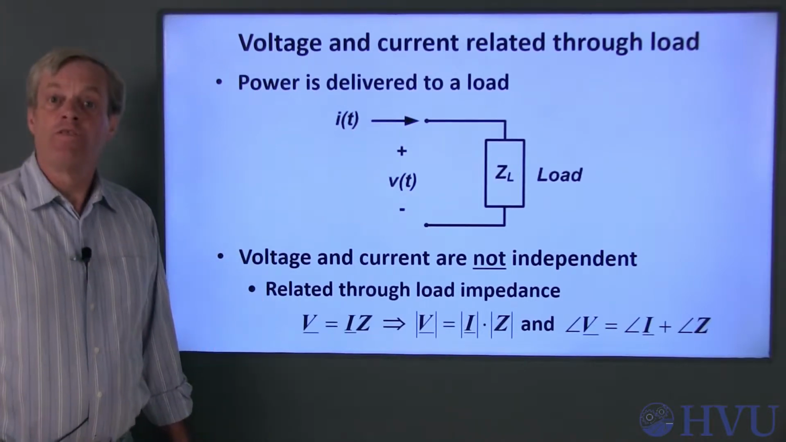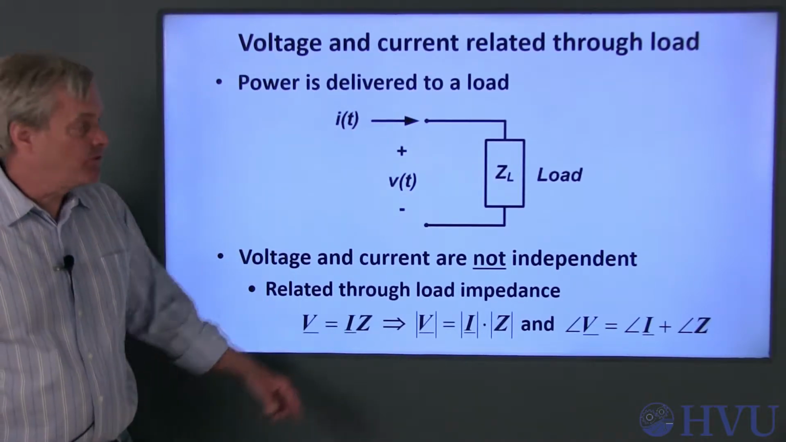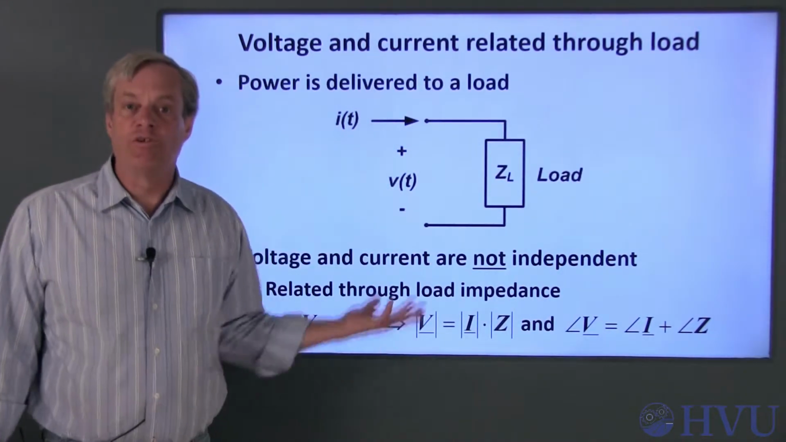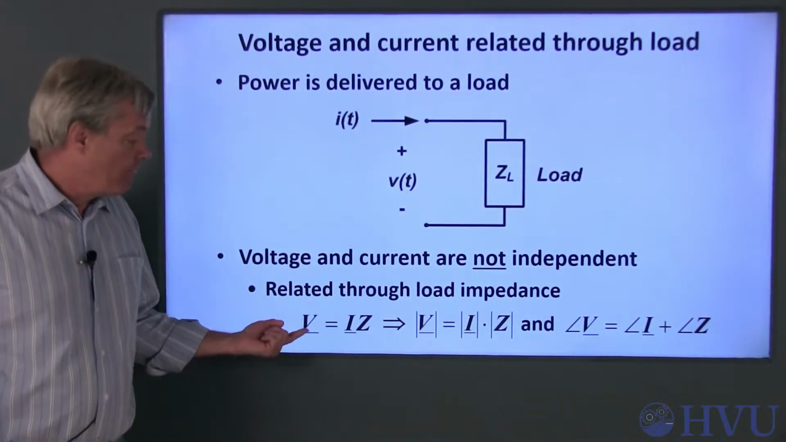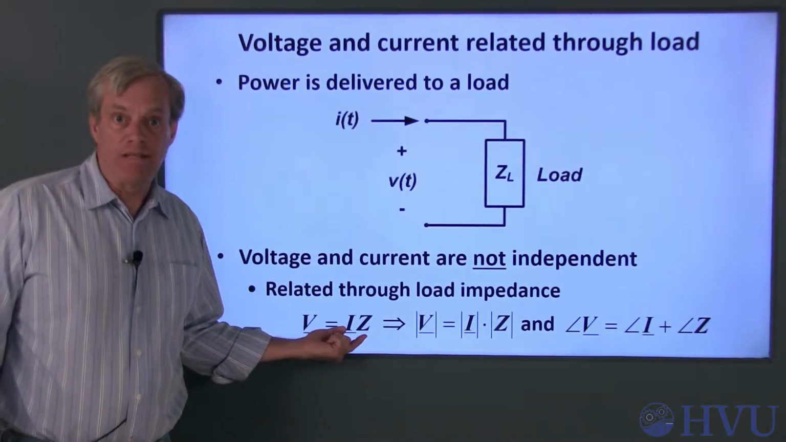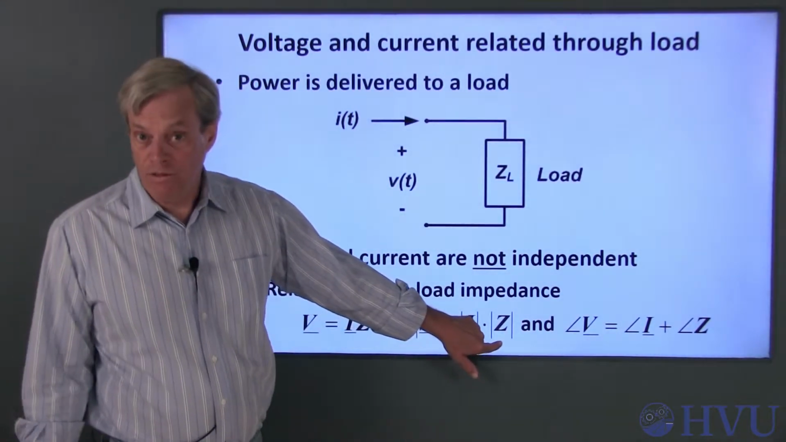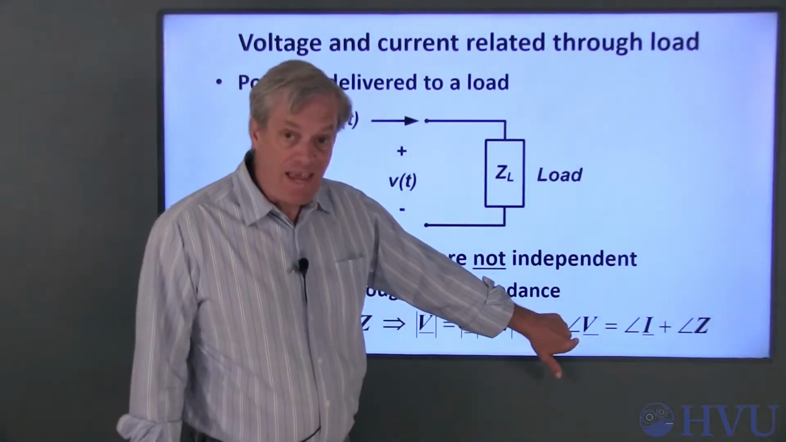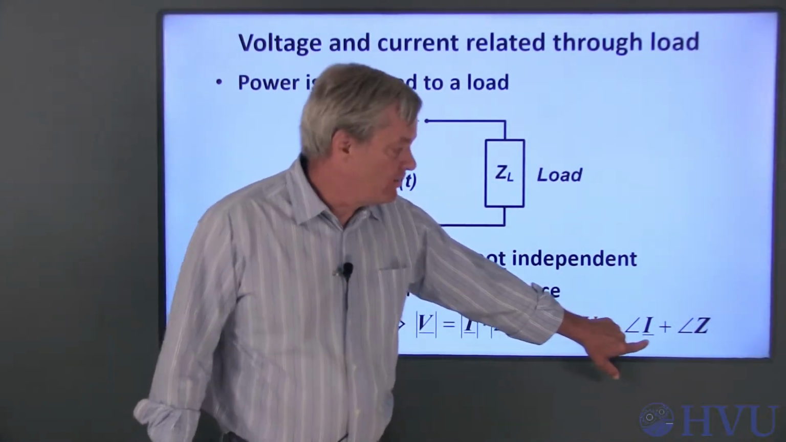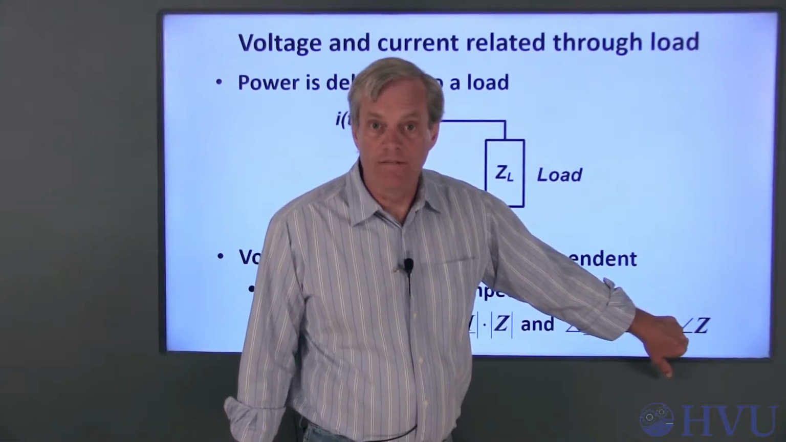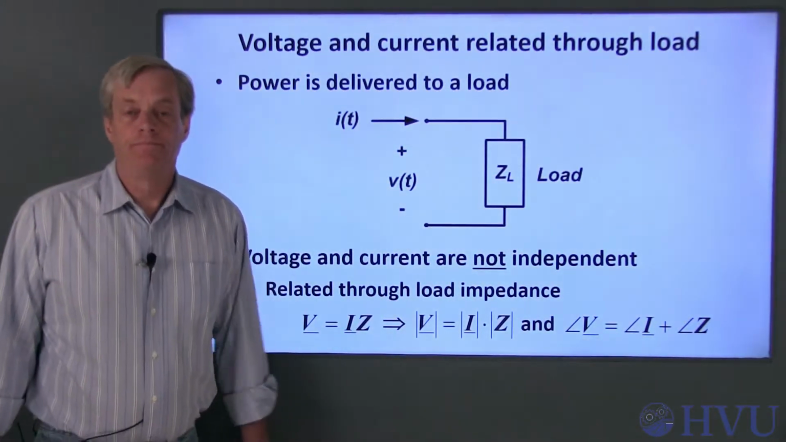In particular, the voltage and current you would use to find the average power of this load would be related through the load impedance. Voltage is current times impedance. So the voltage magnitude will be the current magnitude times the magnitude of the impedance. The voltage phase angle will be the current phase angle plus the phase angle of the impedance. Now let's do an example.